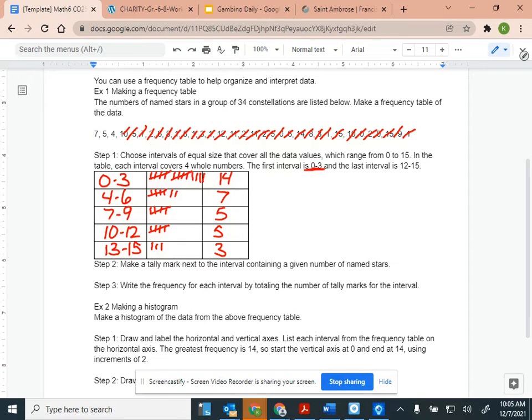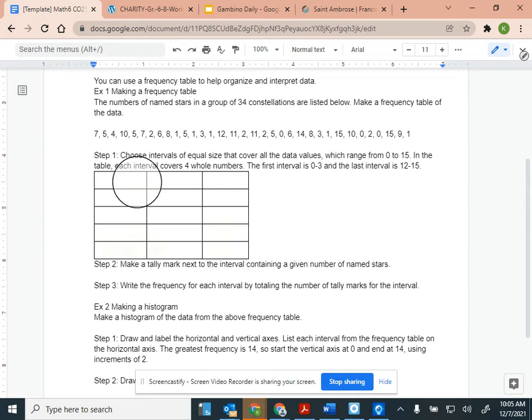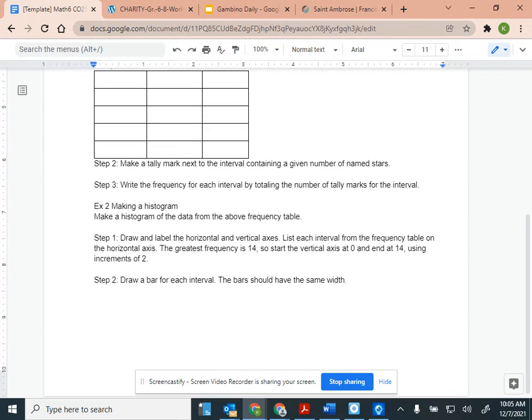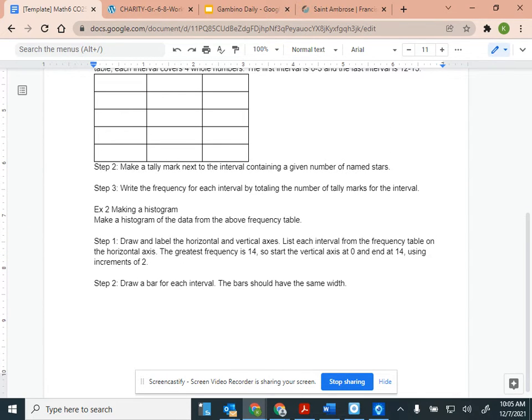So we're going to go down to, I need to move my screen up. Now we need to make a histogram. So I have to put this back in. You should still have it. What were the numbers we had over here? 4, 7, 5, 5, 3. Okay.